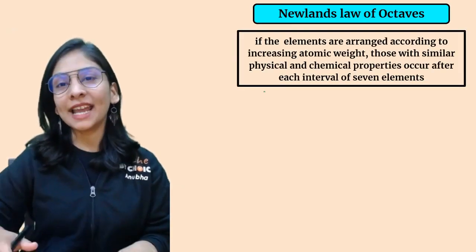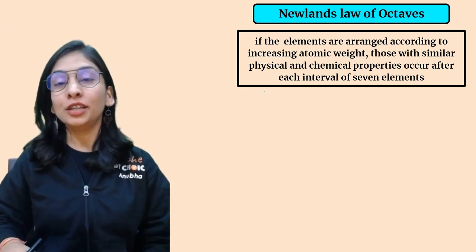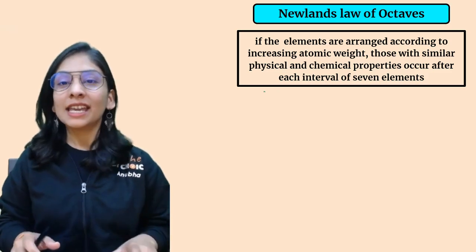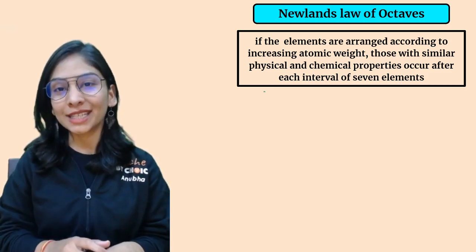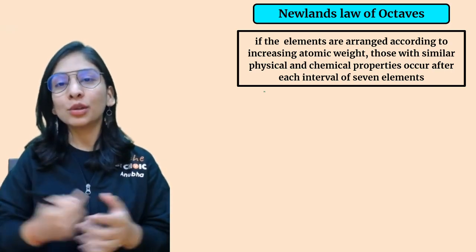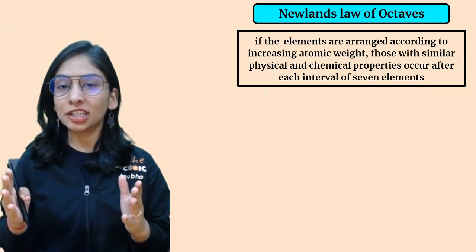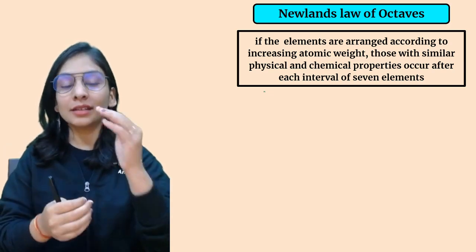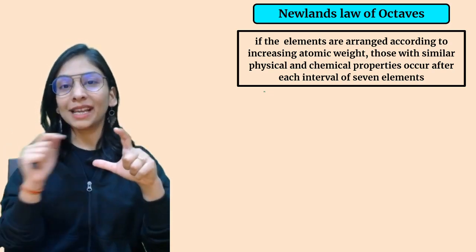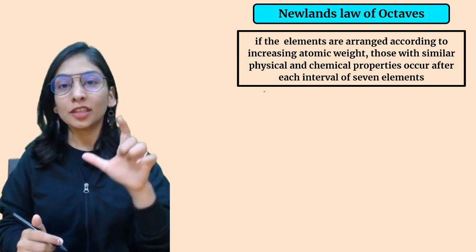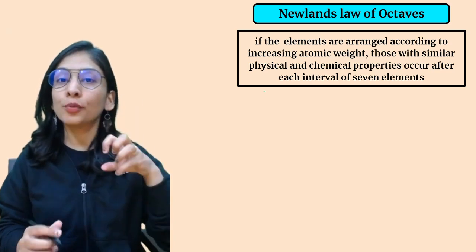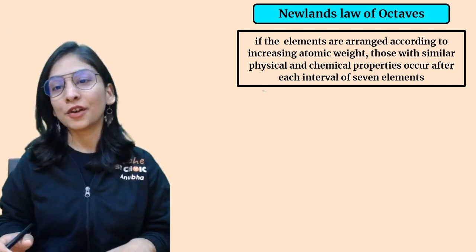Now, there was one more scientist. His name was Newlands. Newlands' law of octaves, because I think he loved music so much that his law was inspired from music. And he said that as in an octave in music, every eighth note is repeated, I'll give a table in such a way that every eighth element must have the same property as the first one. So there must be a gap of seven elements between the two elements following the same property. So he's the very first scientist who started grouping the elements together on the basis of their properties.